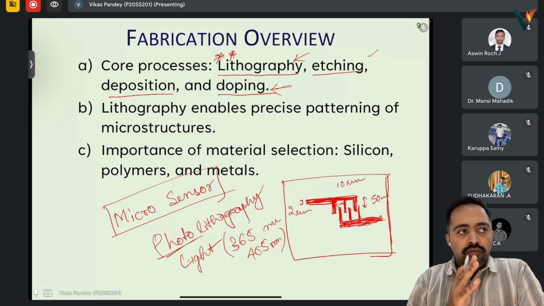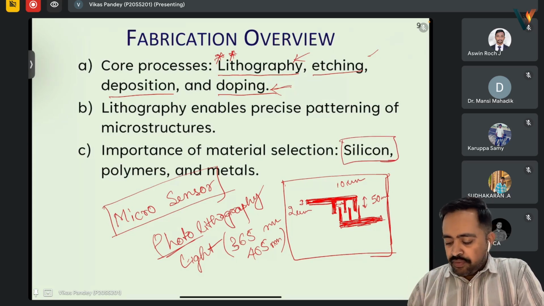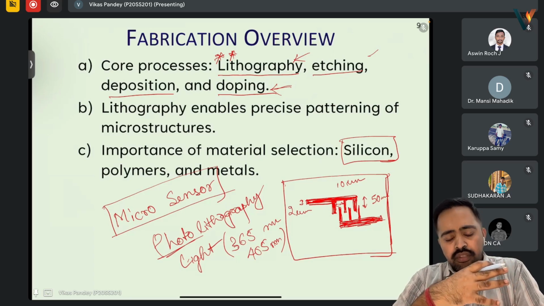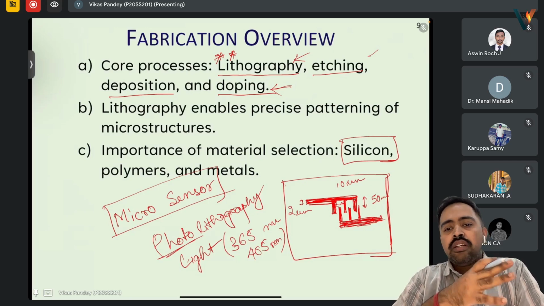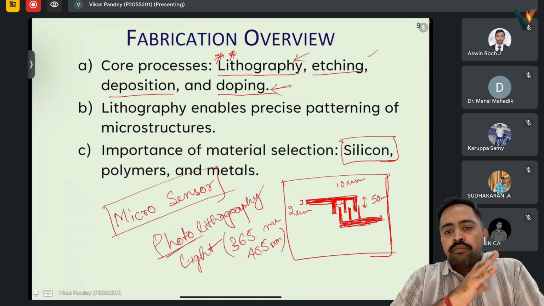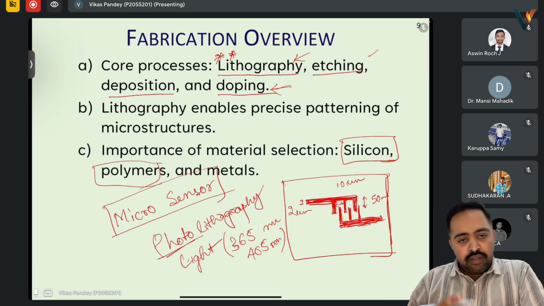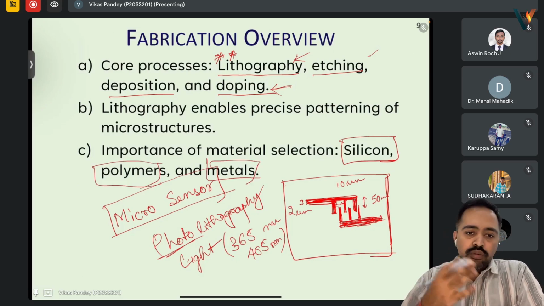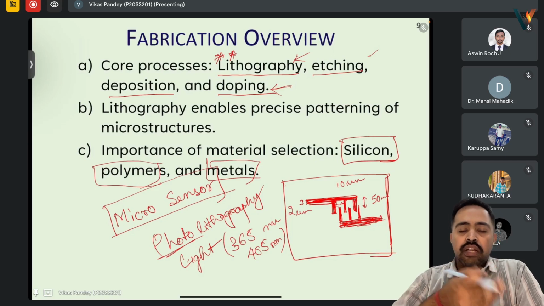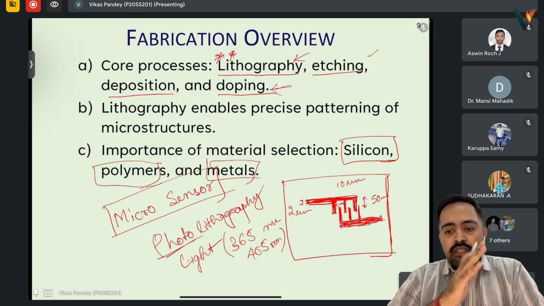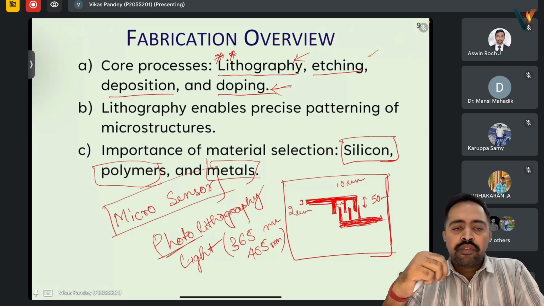Some common materials: first, a very important and very commonly used material is silicon. Since this whole technique of microfabrication comes from the semiconductor industry, silicon by default becomes the primary choice. Nowadays polymers are used, and metals are used anyway for contacts, and some specific metals are preferred. We will be discussing all these things in the next 3-4 weeks.